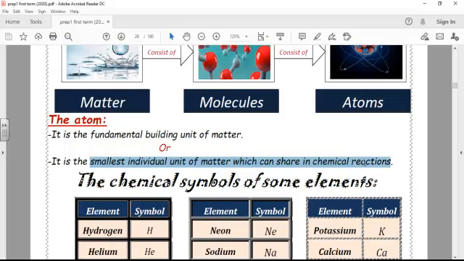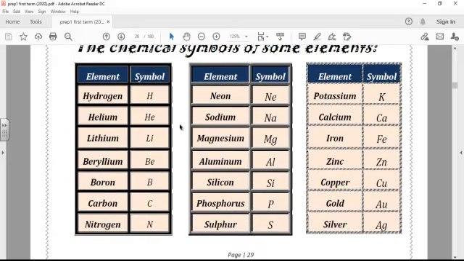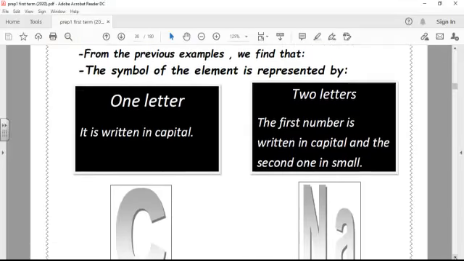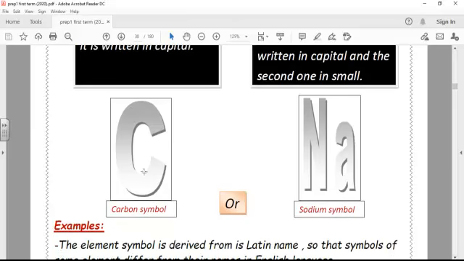in a chemical reaction. Before we start this part, we have to know the symbols of elements. For example, hydrogen: the first letter is H, so the symbol of hydrogen is H. While helium is the first letter and the second letter, He. It's very important to differentiate between them. If we have only one letter, write it as a capital letter. If two, the first is capital and the second is a small letter.